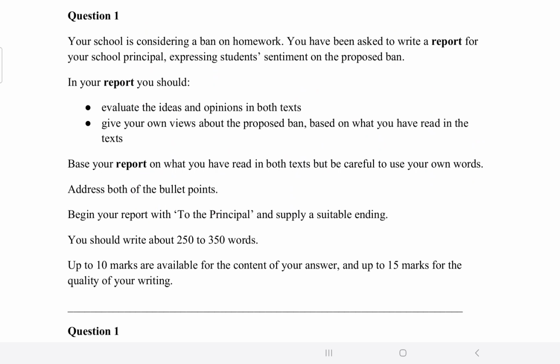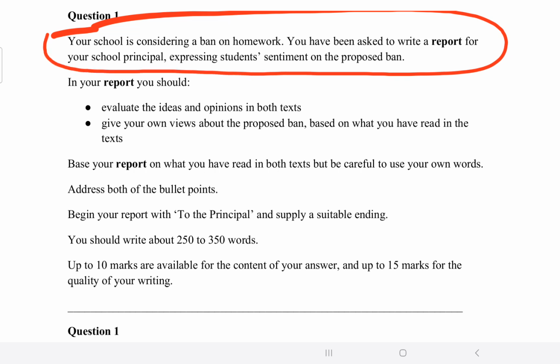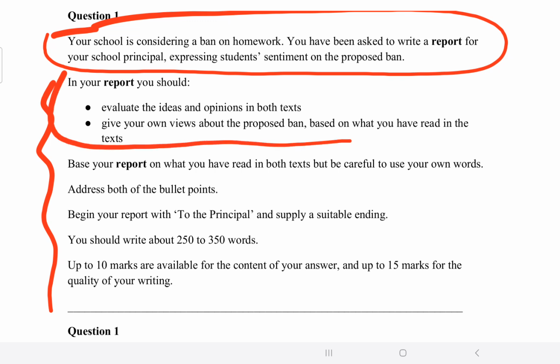In all these tasks, this part is going to tell you who your audience is, who you are writing to, or what the task is. After that, the rest of the things, especially this one, are going to be almost the same.